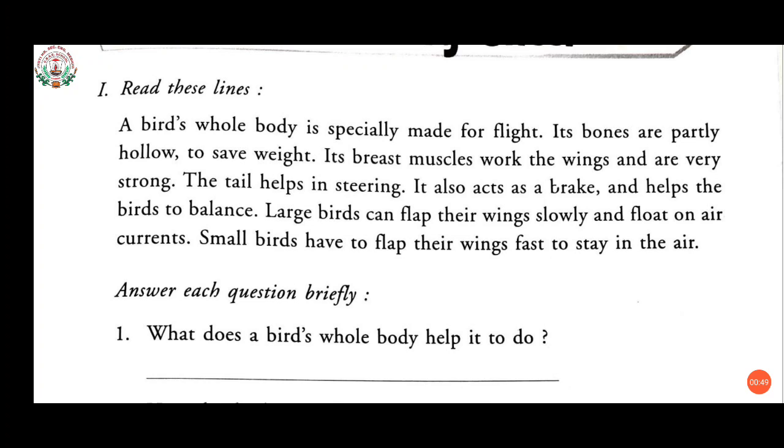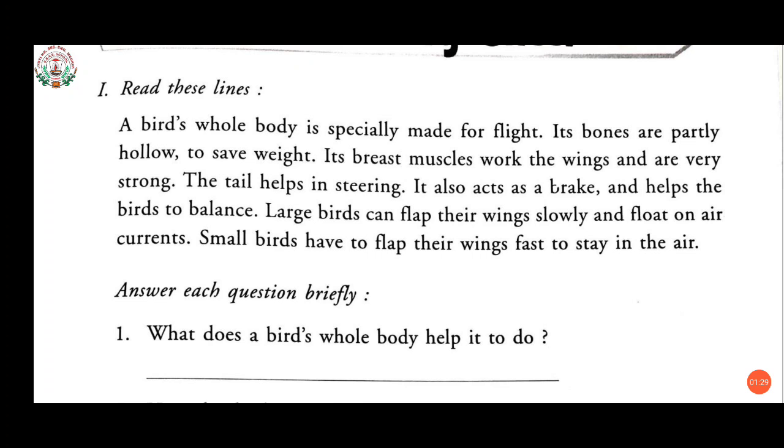A bird's whole body is specially made for flight. Its bones are partly hollow to save weight. Its breast muscles work the wings and are very strong. The tail helps in steering. It also acts as a brake and helps the birds to balance. Large birds can flap their wings slowly and float on air currents. Small birds have to flap their wings fast to stay in the air.